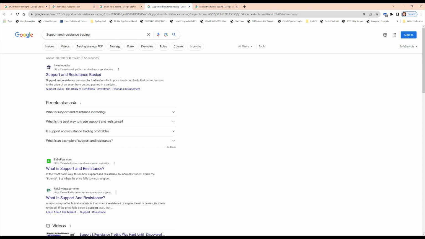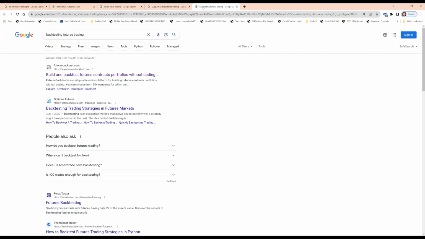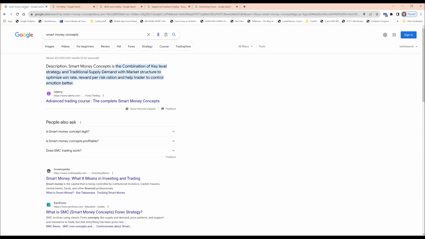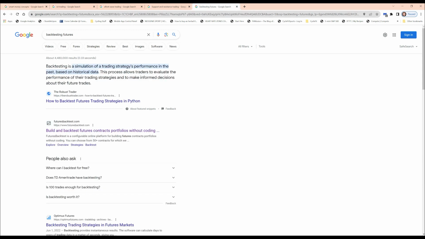Interesting. How about support and resistance trading? Well, we're getting up there. That's 120 million. Now, looking at all that, how about back testing? How about back testing futures trading? 1.2 million. How about just back testing just futures? See what I get there. 4 million. 431 million, 4 million. Where's the focus?